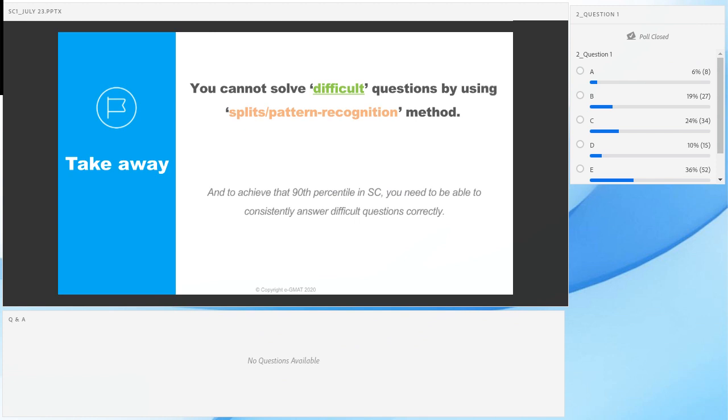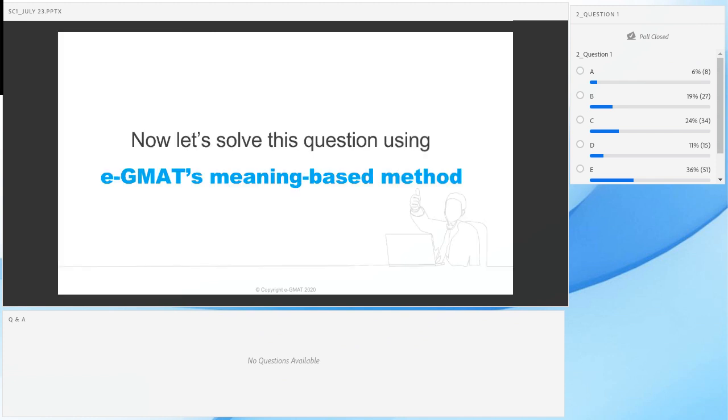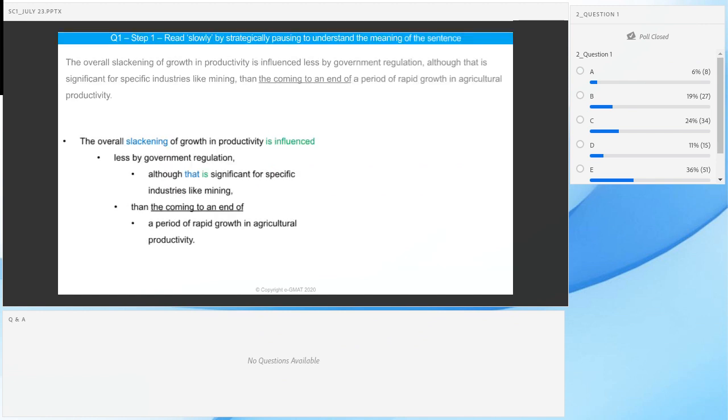Also, if you want to achieve that 90th percentile in SC, you need an approach which is consistent for all types of questions. And just by that one method, you can solve every single SC question. And you need to make that approach intuitive. You need to internalize that process in order to ace GMAT SC. At e-GMAT, how would we solve this question?